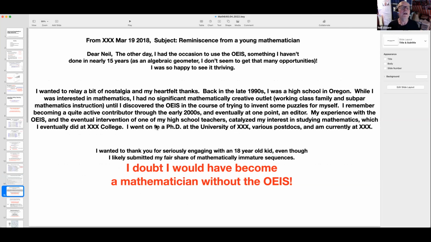I got an email 4 years ago from someone that I used to know who said that he's an algebraic geometer and he doesn't usually look at the OEIS, but he was remembering back in the 1990s, he was at high school in Oregon and he got interested in sequences, sent in some sequences, and we encouraged him, and his teachers encouraged him, and he went on and he studied mathematics. He got his PhD, and he is now an algebraic geometer at one of the big Ivy League colleges. And he says, I want to thank you for engaging with an 18-year-old kid. And I doubt if I would have become a mathematician without the OEIS.